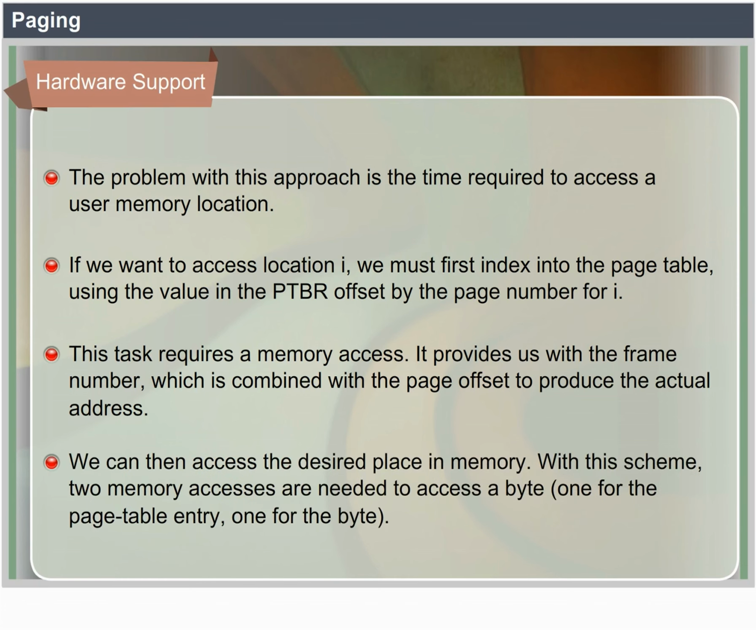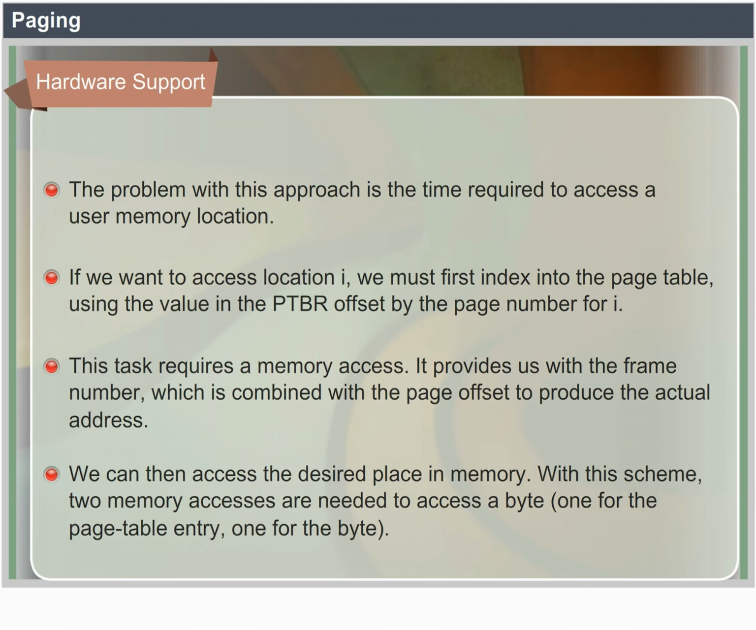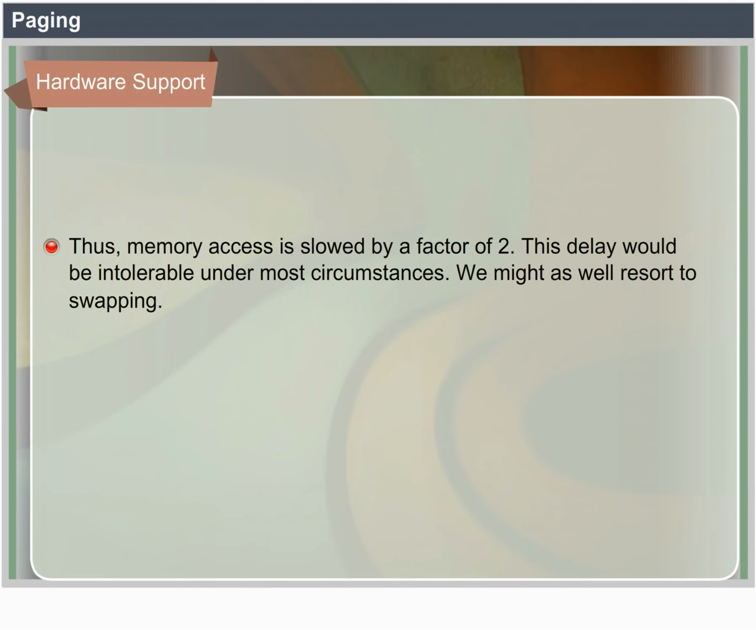With this scheme, 2 memory accesses are needed to access a byte, one for the page table entry, one for the byte. Thus, memory access is slowed by a factor of 2. This delay would be intolerable under most circumstances. We might as well resort to swapping.